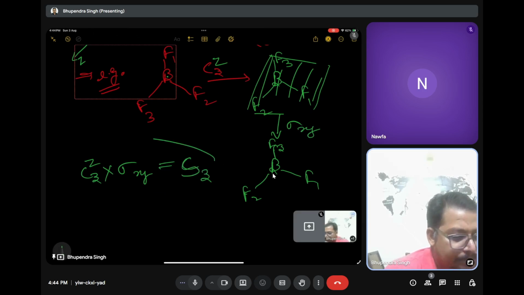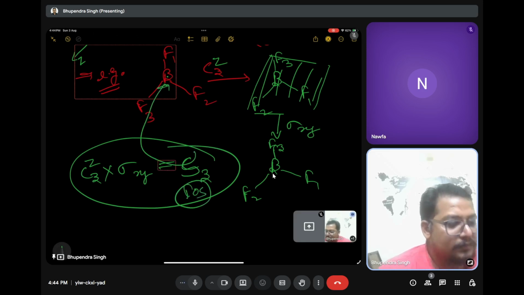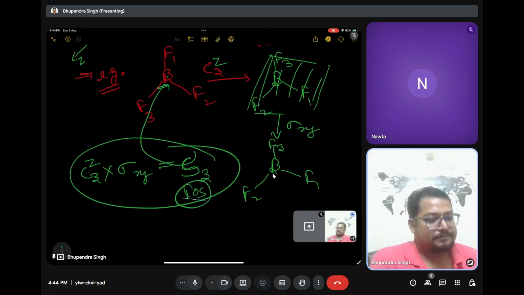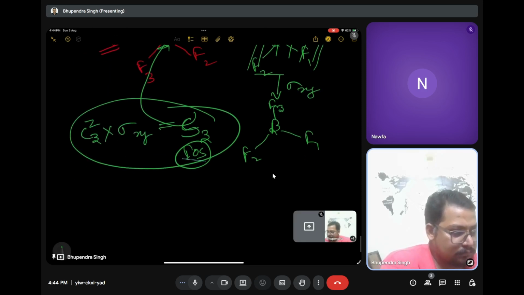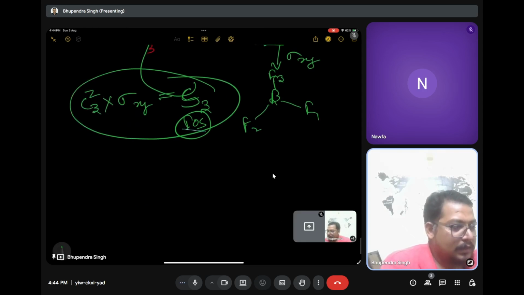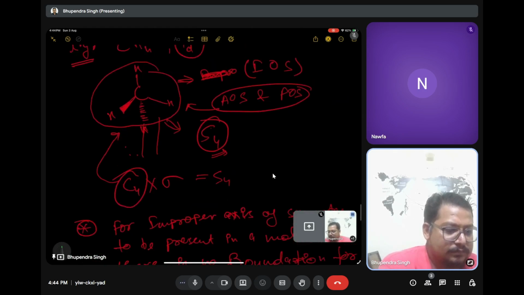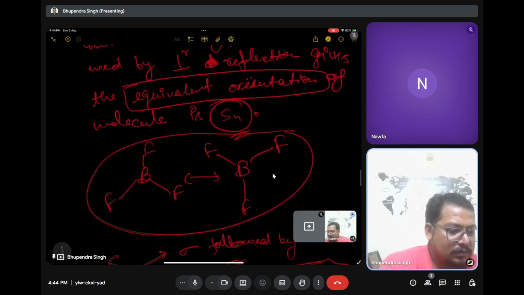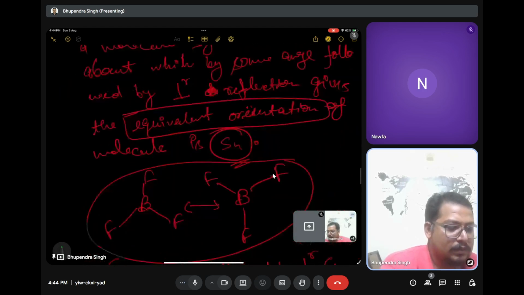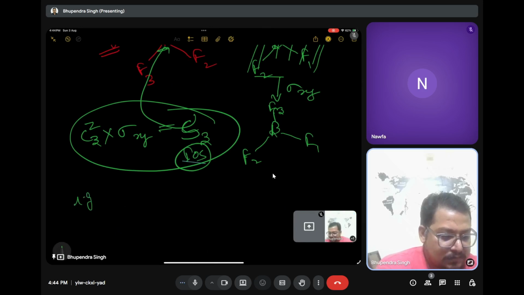S3, improper axis of symmetry. So this molecule, this BF3, has an improper axis of symmetry. Okay, next, water. Water I have given as an example, I guess, for this case. Okay, let's take our very first example from the first class, water.